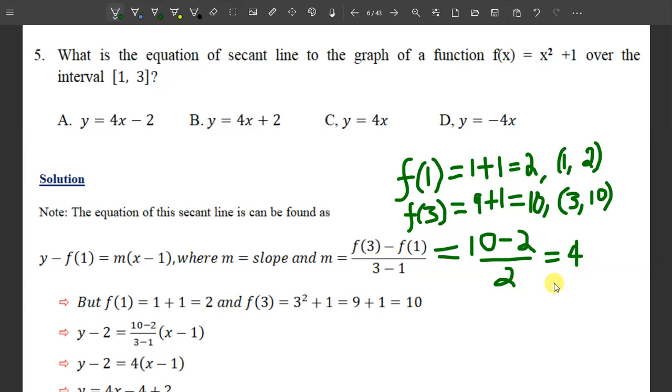And therefore, now use either of these 2 points. Suppose we use this first point. What you have to do is take any point x and y on the function f of x, and then from y subtract the value of this point corresponding to y. y minus 2 is equal to, write the slope, which is 4.